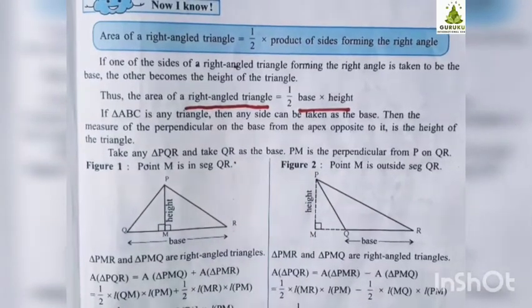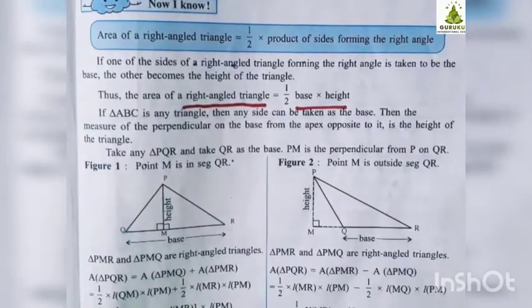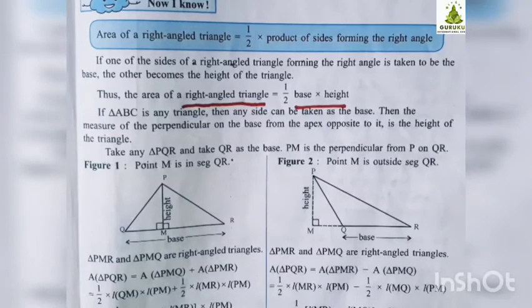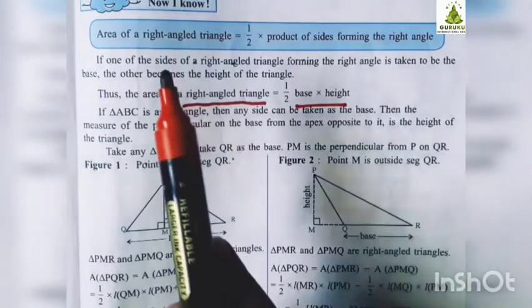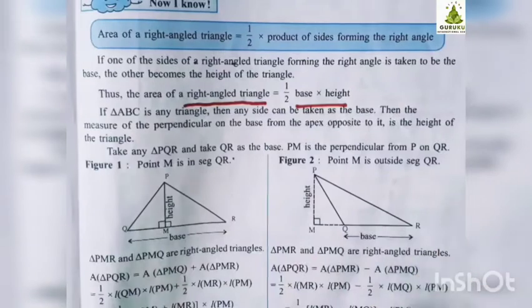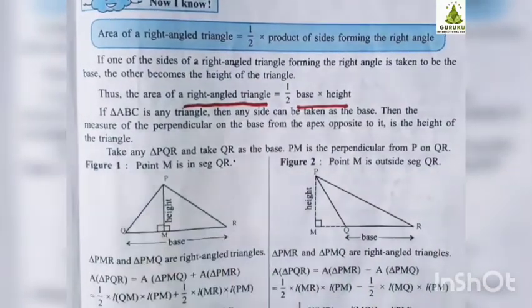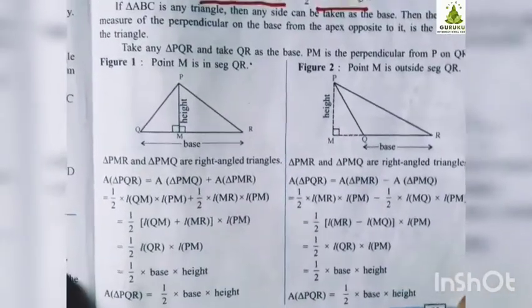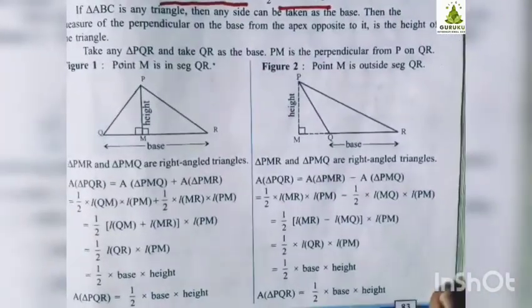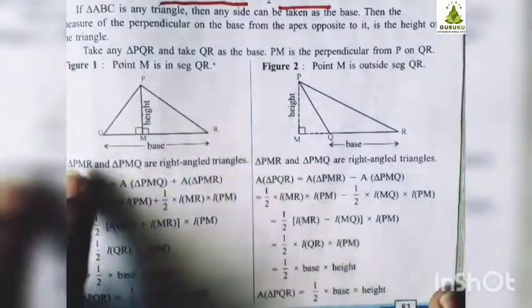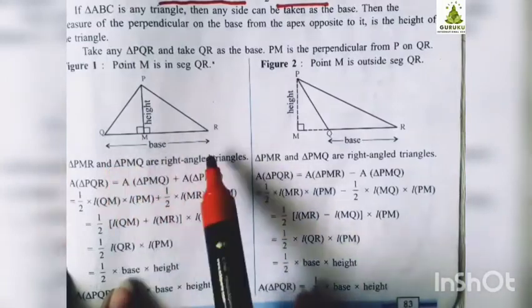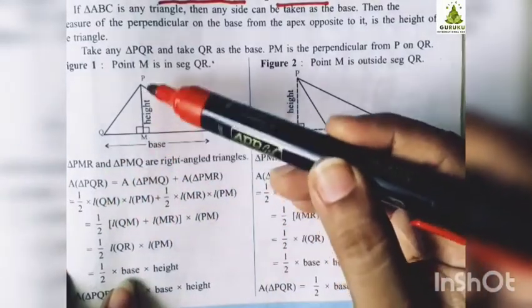Now you know there are three types of triangles: right angle triangle, acute angle triangle and obtuse angle triangle. Now we wrote the formula for right angle triangle. Suppose next case you take an acute angle triangle. I will shift this book up a little bit so that it will be visible to you properly. Now in the first case triangle PQR is given, and QR is the base and PM is the height.